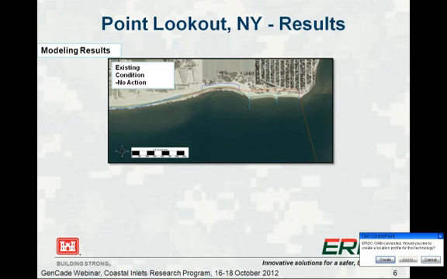So we looked at a couple of different alternatives. The first shows the existing condition with no action after 15 years. In this case, you can see that the shoreline has eroded significantly compared to the initial. In this location here, we're predicting enough erosion to actually affect these houses in that region.